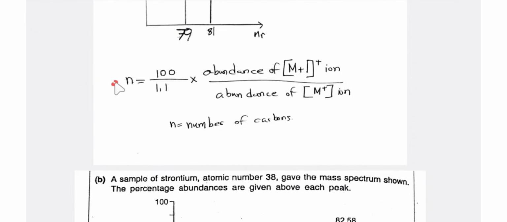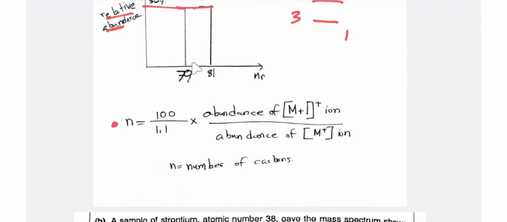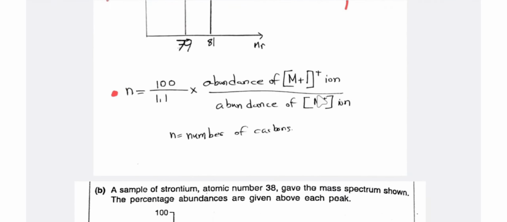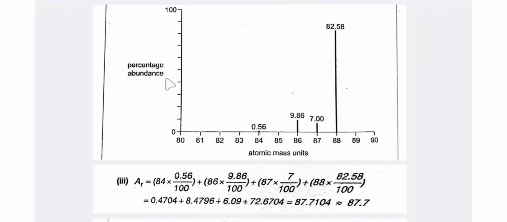You need to remember the formula, that is n is equal to 100 by 1.1 into abundance of M+1 ion by abundance of M ion. That is, the percentage or the peak of the M+1 ion by the percentage of the M ion, where n is the number of carbon atoms. So you need to remember the formula, and as we do the past papers, you can use this formula to find the number of carbon atoms.